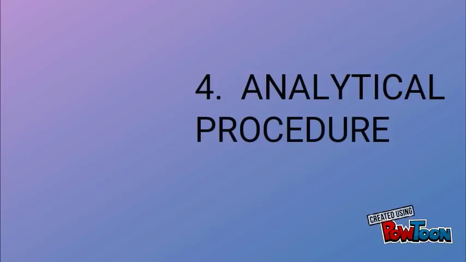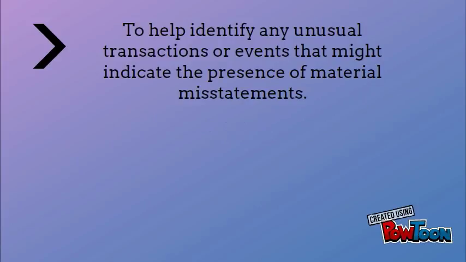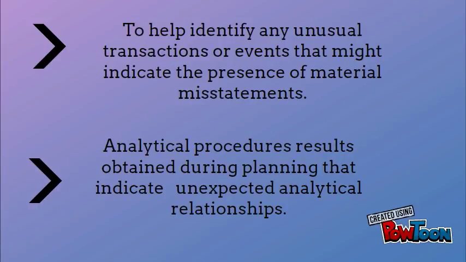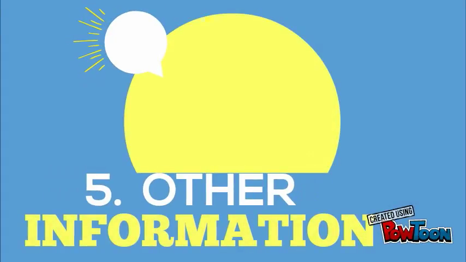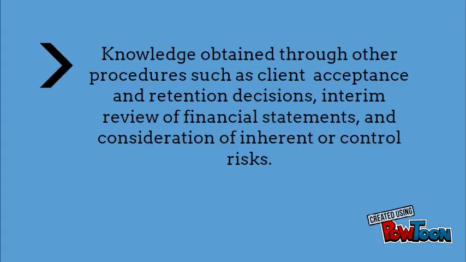Fourth, analytical procedures. To help identify any unusual transaction or events that might indicate the presence of material misstatements. Next, analytical procedure results obtained during planning that indicate unexpected analytical relationships. Fifth, other information. Knowledge obtained through other procedures such as client acceptance and retention decisions, interim review of financial statement, and consideration of inherent or control risks.